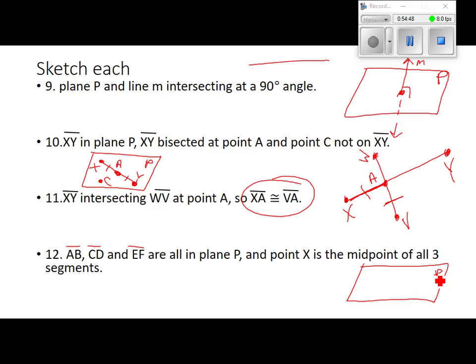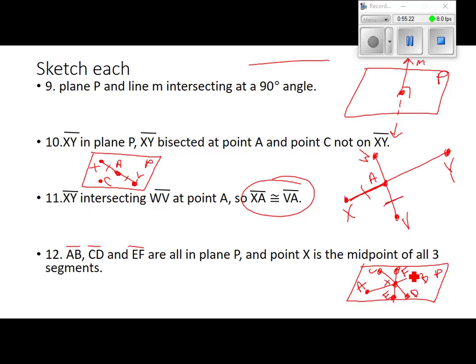Point X is the midpoint of all 3 segments. So we're going to draw these 3 segments. I'm doing this one pretty quickly. We got that right there. Point X is in the middle. What am I going to call this first segment? What's the two endpoints? A and B. Second one, C, D. Third one, E, F.